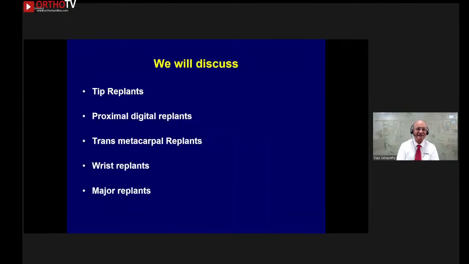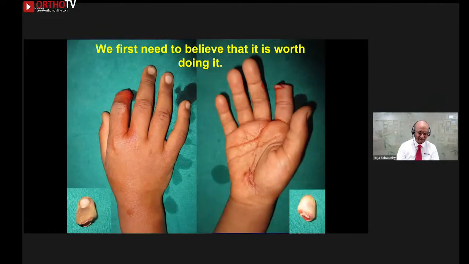We will discuss in this talk of 45 minutes the fingertip replants, proximal digital replants, transmetacarpal, wrist, and major replants. First, we'll go on to tip replants. If someone asks me what should be the first criteria, I think the first criteria is that we need to believe that it's worth doing it.